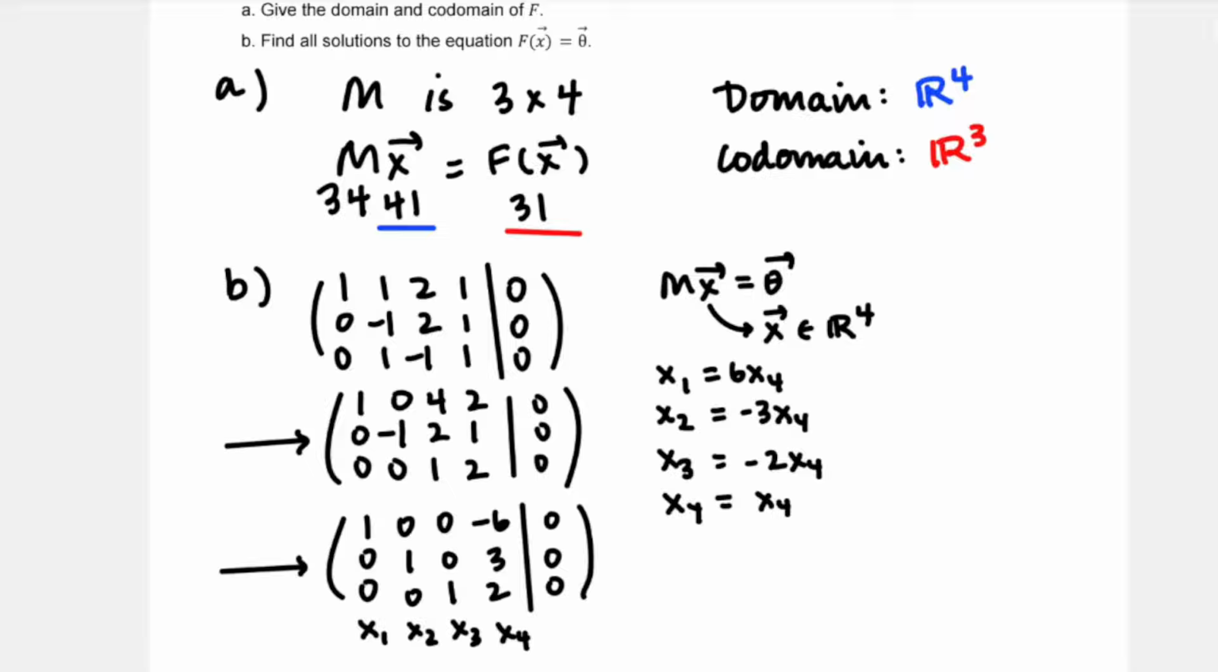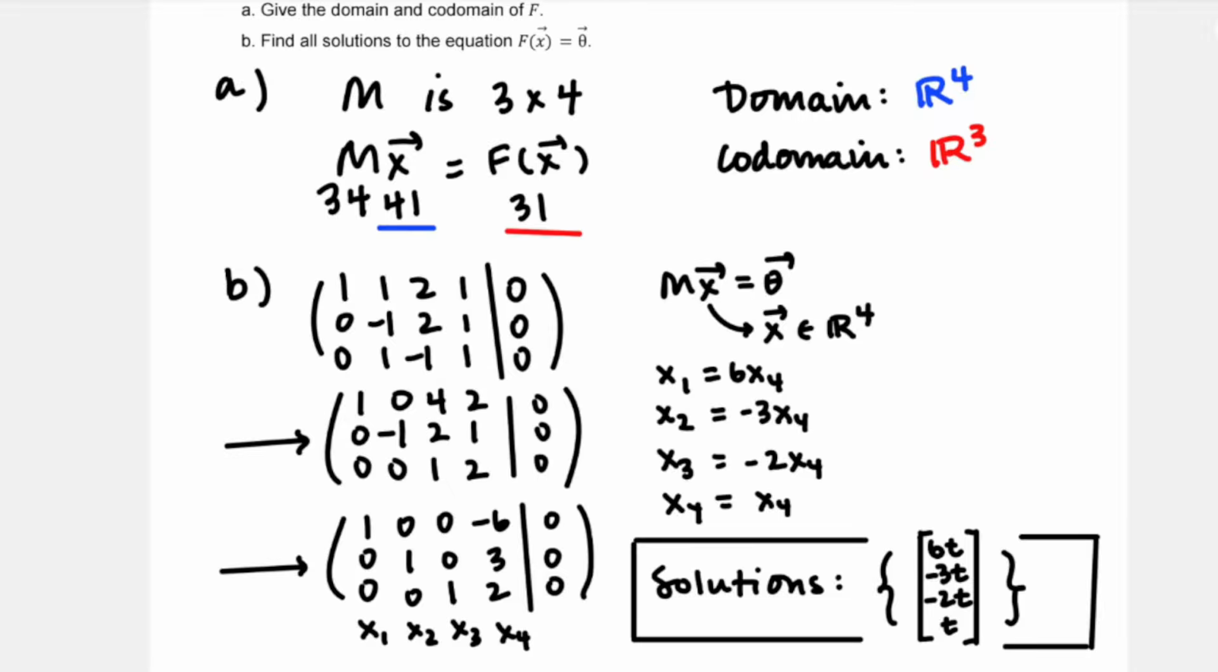Okay, and then from here, I think I'm ready to write down my answer and interpret my solution. I'm going to say the solution is the set of all vectors that can be written in the form 6 times a number, -3 times a number, -2 times a number, and that number in the 4th component.